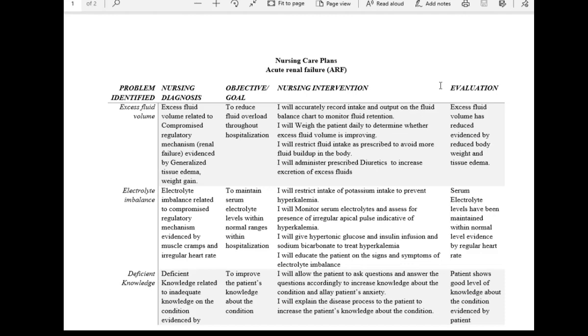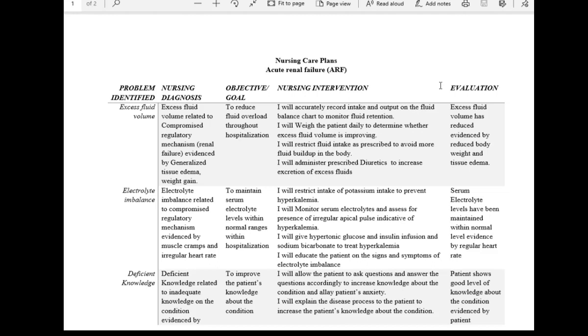So electrolyte imbalance related to compromised regulatory mechanism evidenced by muscle cramps and irregular heart rate. So here you find that because there is more reabsorption of these electrolytes, which is because of the compromised renal function, there will be muscle cramps and irregular heart rate.